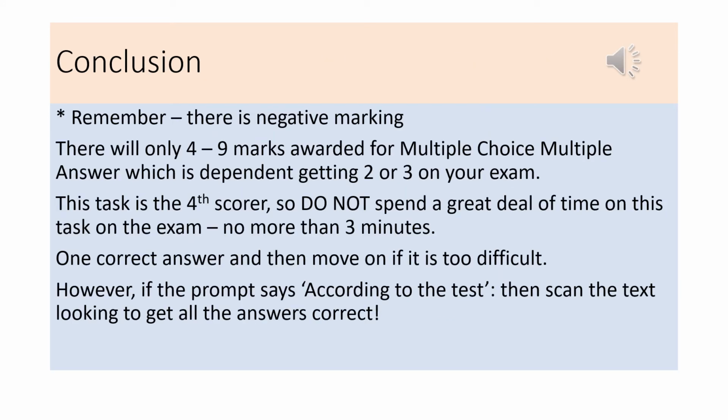In conclusion, remember there is negative marking, and that there will only be 4 to 9 marks awarded for multiple choice, multiple answer, which is dependent on you getting 2 or 3 on your exam. The maximum number they would give you would be 3 correct answers. So 3 questions with 3 correct answers, that would be 9 marks. If you only get 2 and there's only 2 correct answers for both, 4. So that's how we decide this range, 4 to 9 marks.